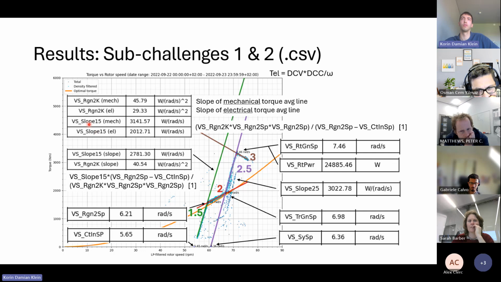Those slopes of region 1.5 are then resulting from those constants up here, using an equation which is provided by the NREL controller description sheet or paper. My third approach would simply use the slope of this average line here, resulting in this number. And then I rearranged this equation up here to calculate the constant, resulting in this value.